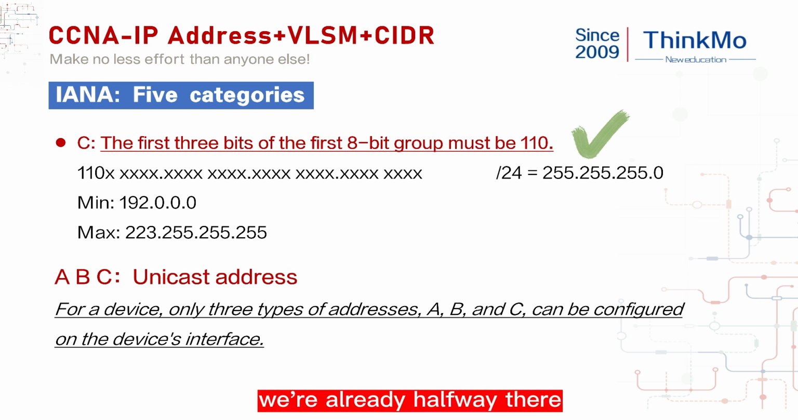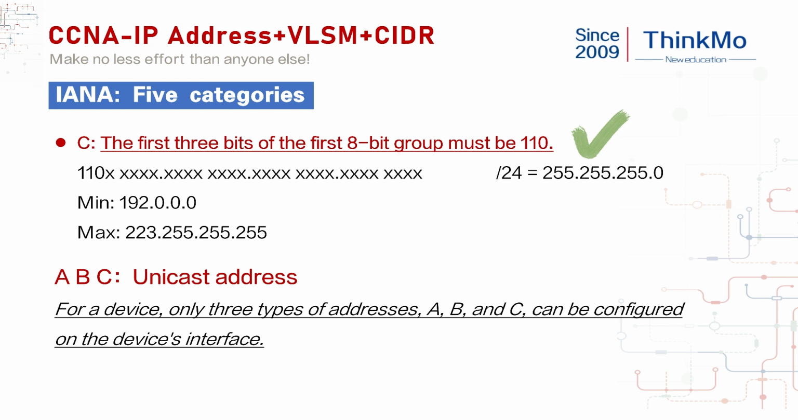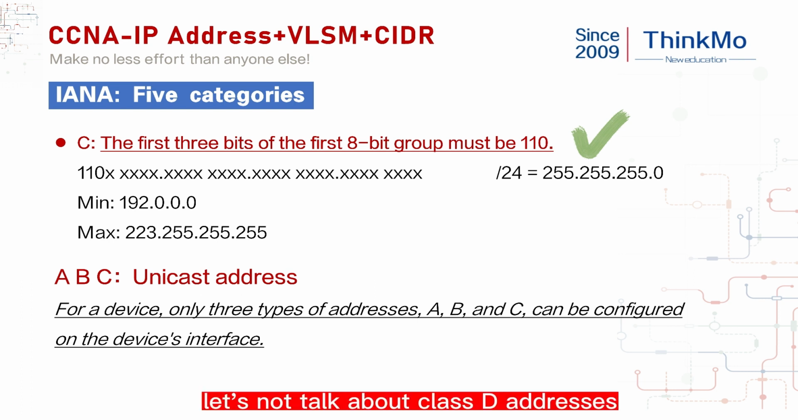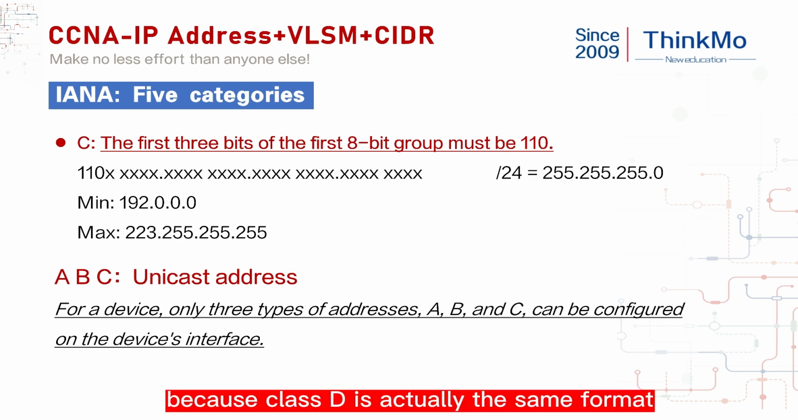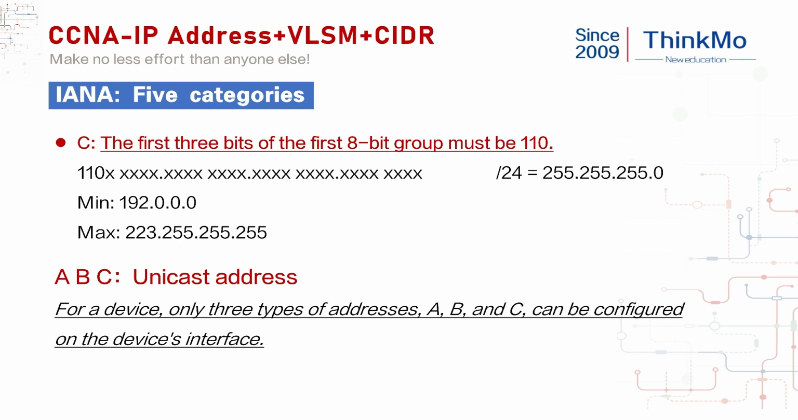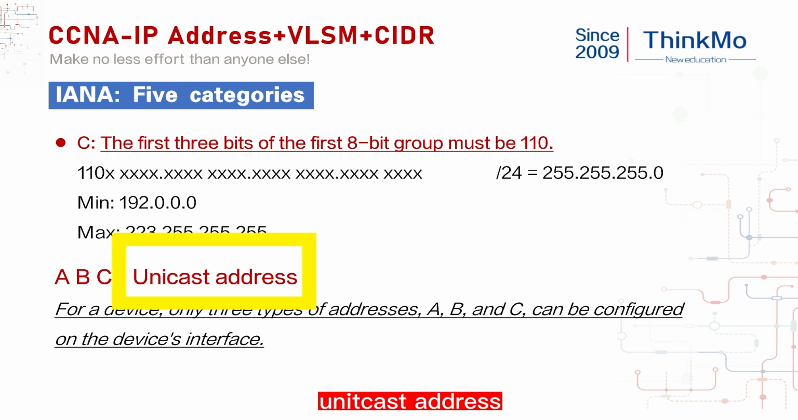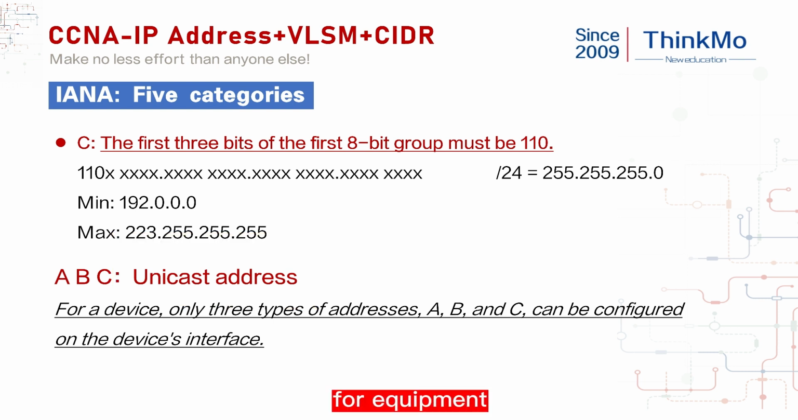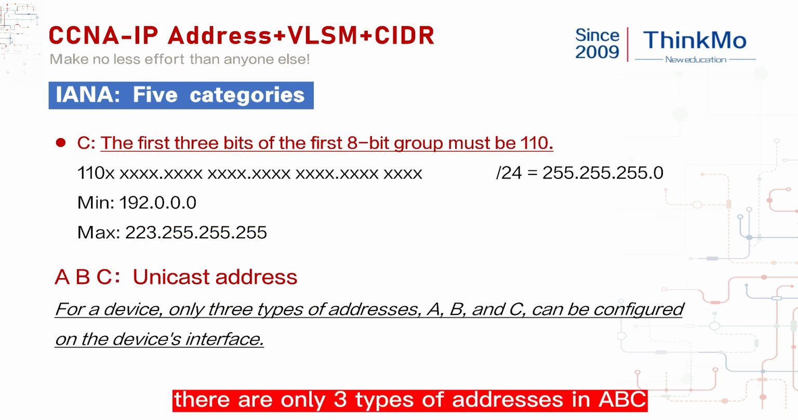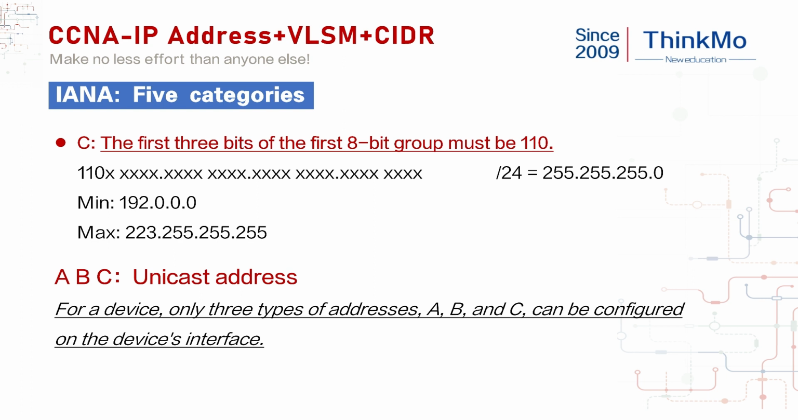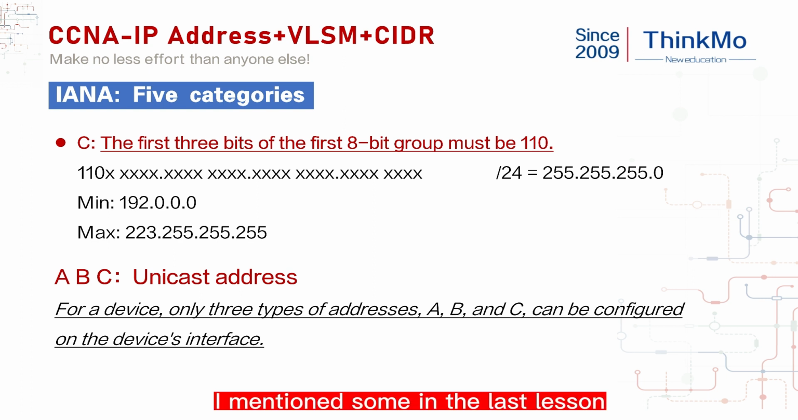Actually, we're already halfway there. Let's stop. Let's not talk about Class D addresses yet, because Class D is actually the same format. The ABC 3 types of addresses we call unicast addresses. For equipment, only the 3 types of addresses in ABC can be configured on the interface of the device. Do you remember what unicast is? I mentioned some in the last lesson.